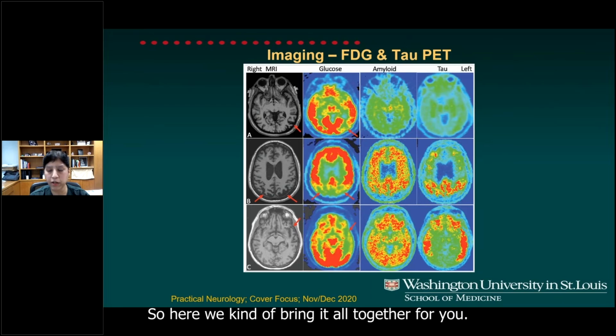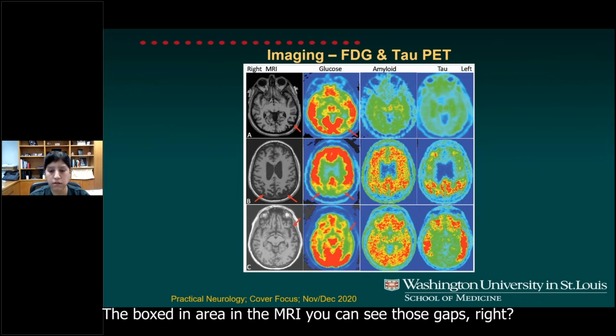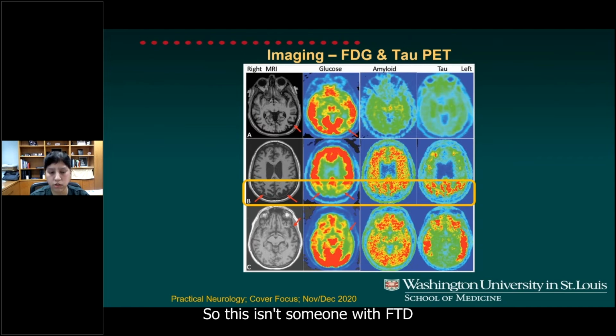So here, we bring it all together for you. Okay, so in the leftmost column, you see the MRI. The second column, the FDG PET, or the glucose labeled column. And the extreme right, it's the tau PET. So again, let's take a look. Take a moment to get yourself oriented. It's in the boxed in area in the MRI. You can see those gaps, right? So this isn't someone with FTD in this particular example, but the gaps are important because they reflect the brain shrinkage. Next box over, we see the green, so a cold front, so not so much glucose being needed there. And the extreme right, we see the warm front because there's a lot of tau there.